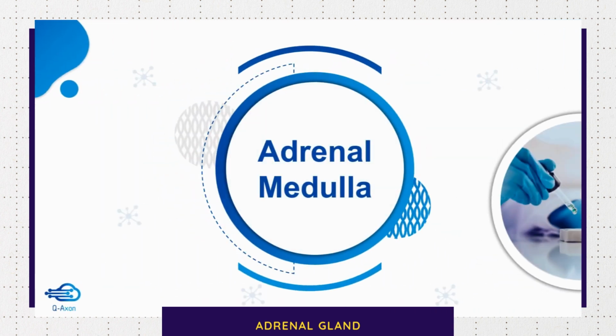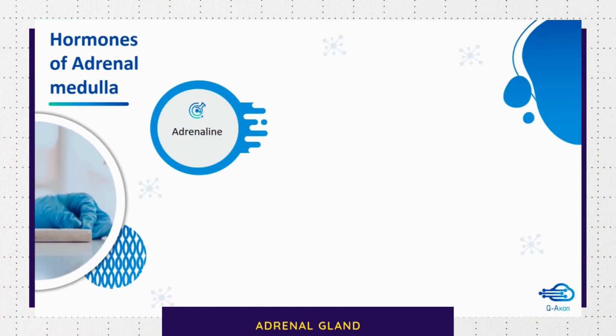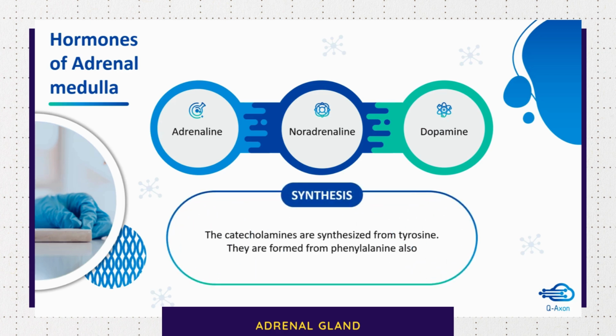Moving on to adrenal medulla, I have already mentioned that adrenal medulla secretes catecholamines. The catecholamines include adrenaline, noradrenaline, and dopamine. They are synthesized from tyrosine. They can also be formed from phenylalanine.